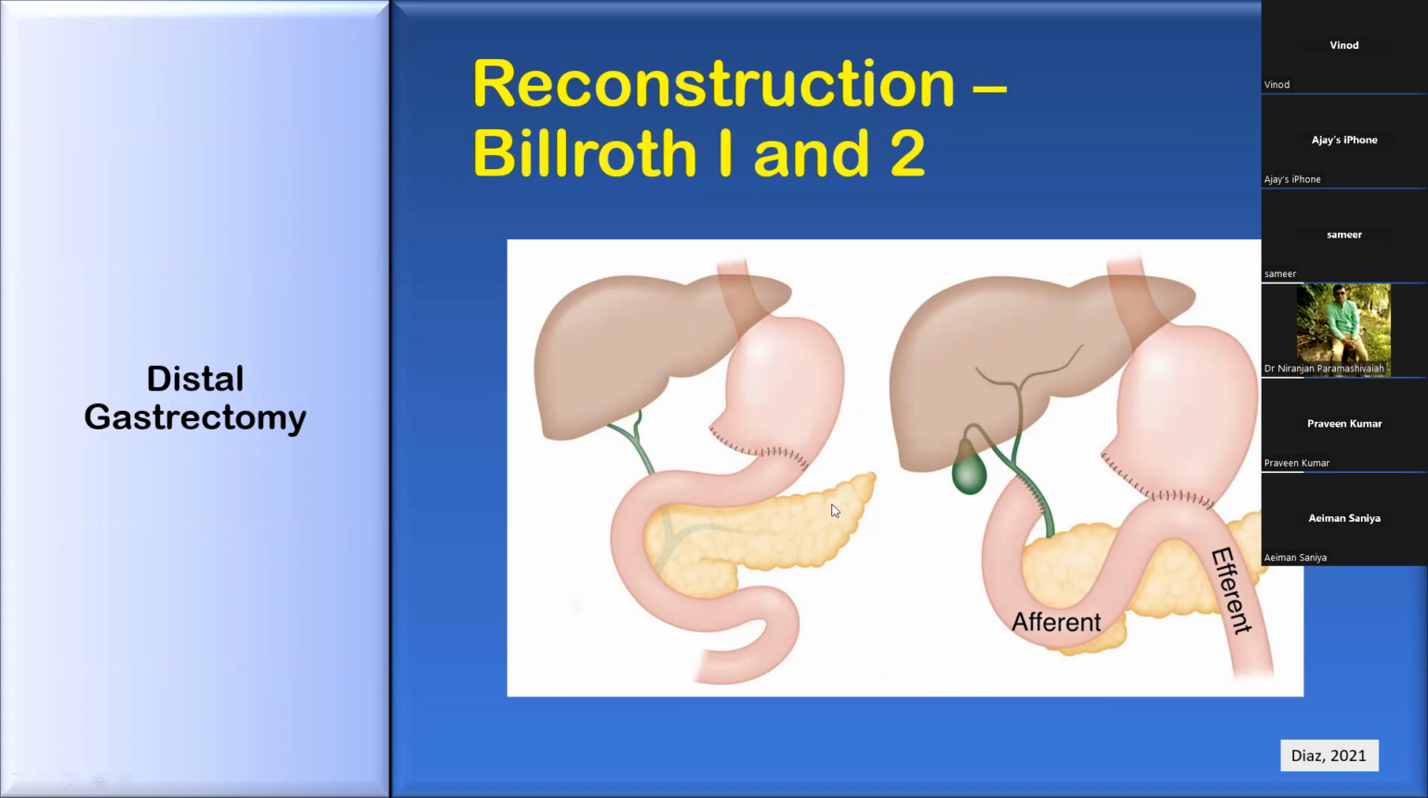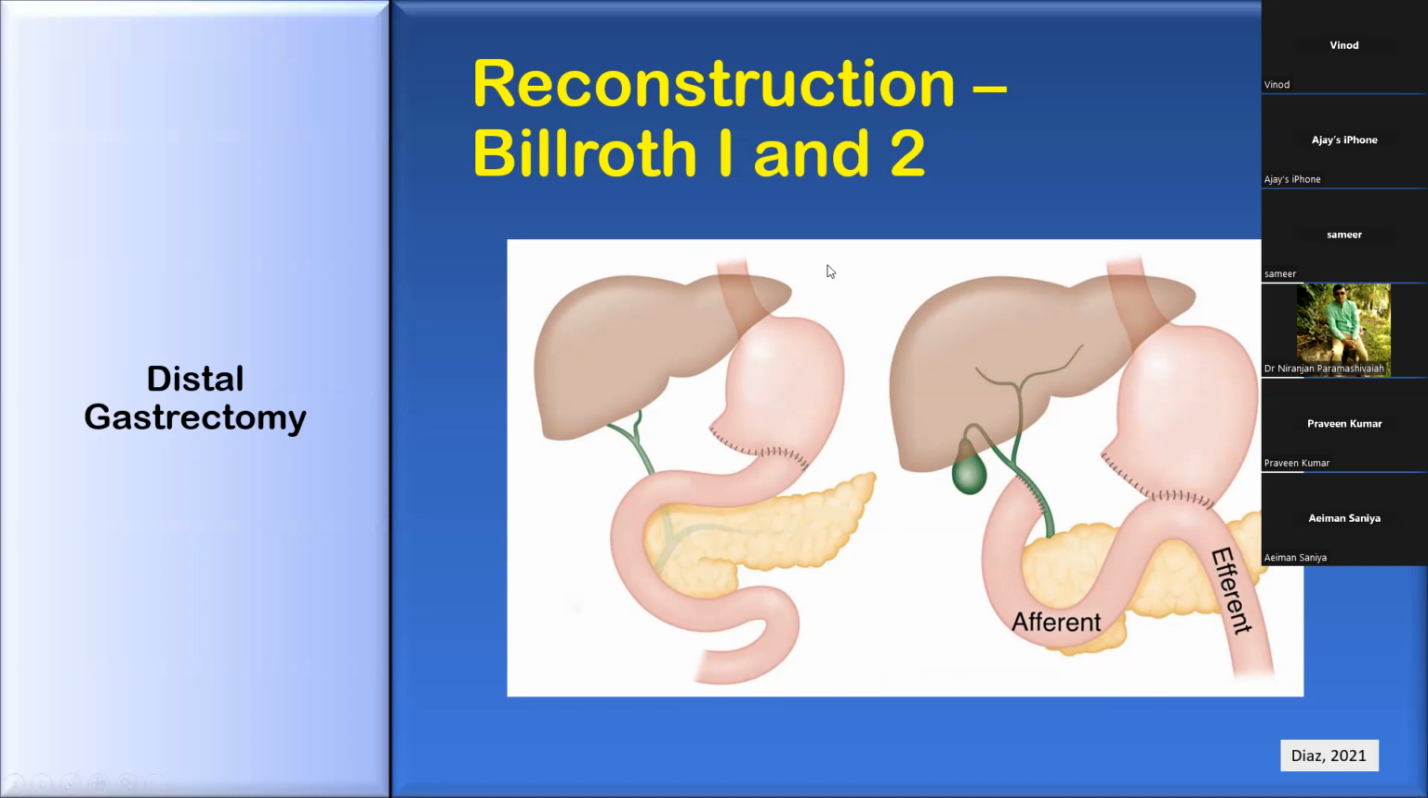You can get a recurrence of the disease. Usually it is in the bed of the stomach. So if you get a recurrence around the pancreas, right next to it is the anastomosis, so the anastomosis can get blocked. And so you keep your anastomosis far away. Even if there is a recurrence there, the patient will not suffer from vomiting.